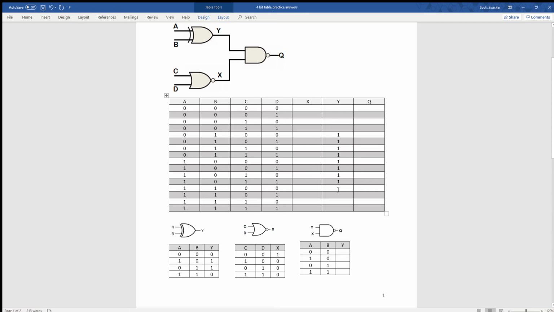Now to keep the table from getting too cluttered, I'm not going to put in the zeros. I'm only going to put in the 1s for now. I'll fill in the zeros later.